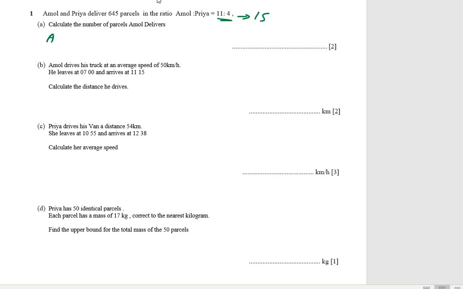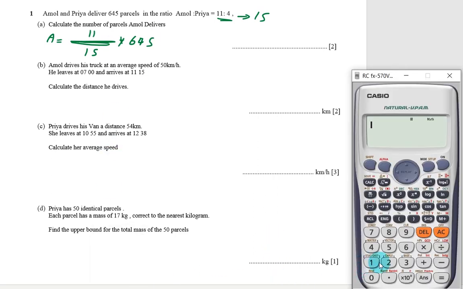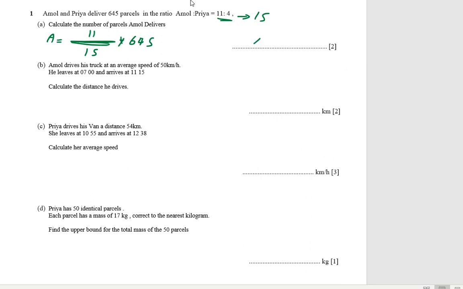So Amul will receive 11 over 15 multiplied by 645. So the answer will be 11 over 15 by 645, which is 473. Here A, here B, and the ratio. This is the value for Amul.